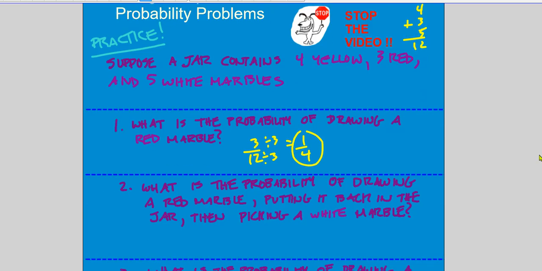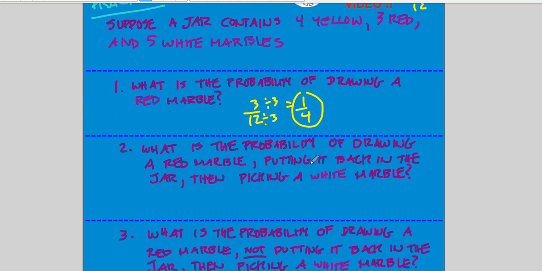Okay, second question. What's the probability of drawing a red marble, putting it back in the jar, then picking a white marble? We call this technically sampling with replacement, because after you pick something, you put it back in. Okay, so now stop the video, answer the question, and turn it back on, see if you agree with what I got.